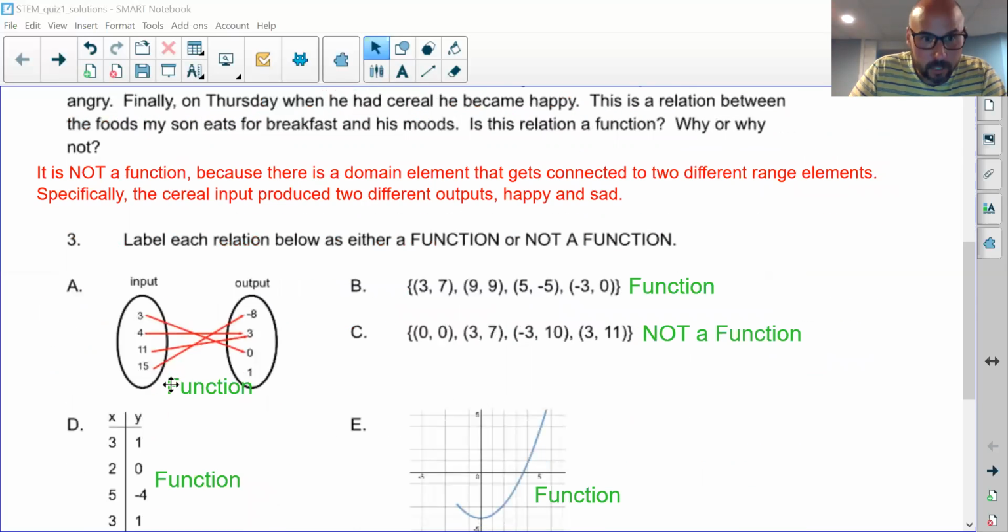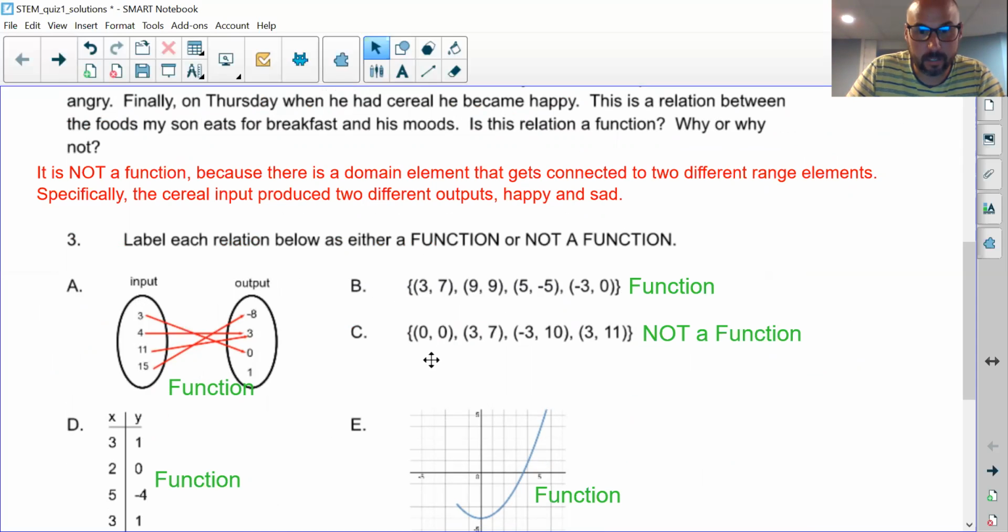3A is a function. Every domain element is being used, and you never have one domain element going to two different range elements. Don't worry that one is not being used in the range. It's only a problem when everything in the domain isn't being used. So 3A is a function. So is 3B, for the same reason.